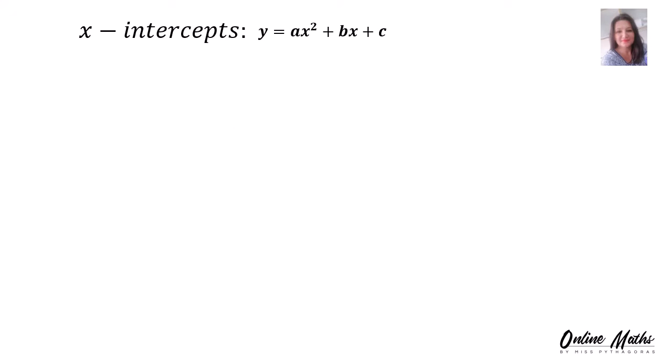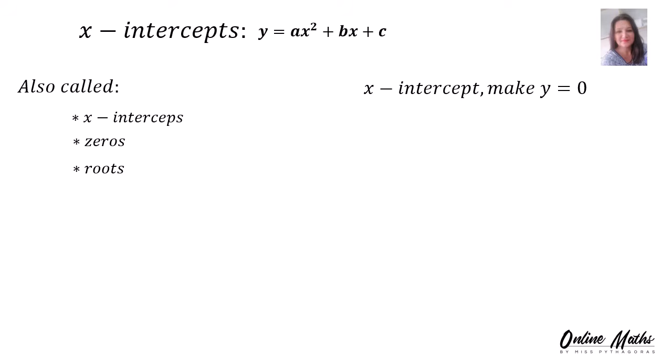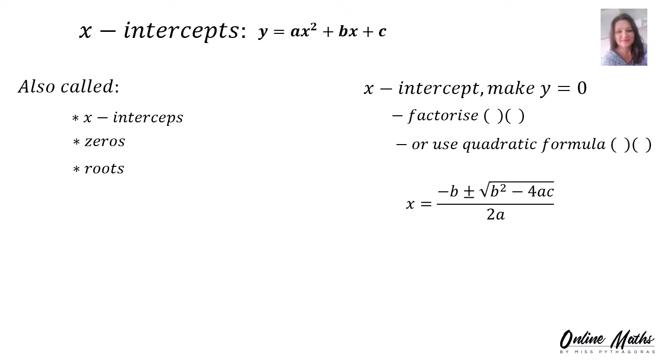Now to find the x-intercepts, keep in mind x-intercepts are also called zeros or roots. And the way we find them is the rule: for x-intercepts make y 0. And then you factorize, you make two brackets. And if you can't factorize, you can use the quadratic formula to find your x-intercepts. And there's the quadratic formula.